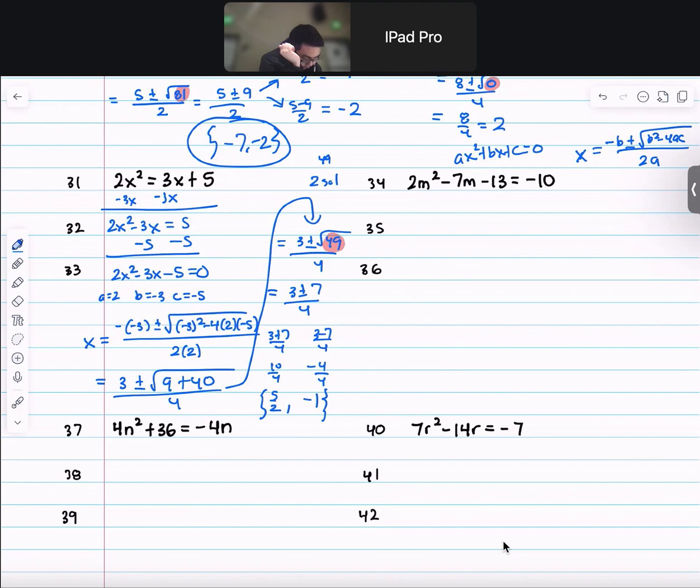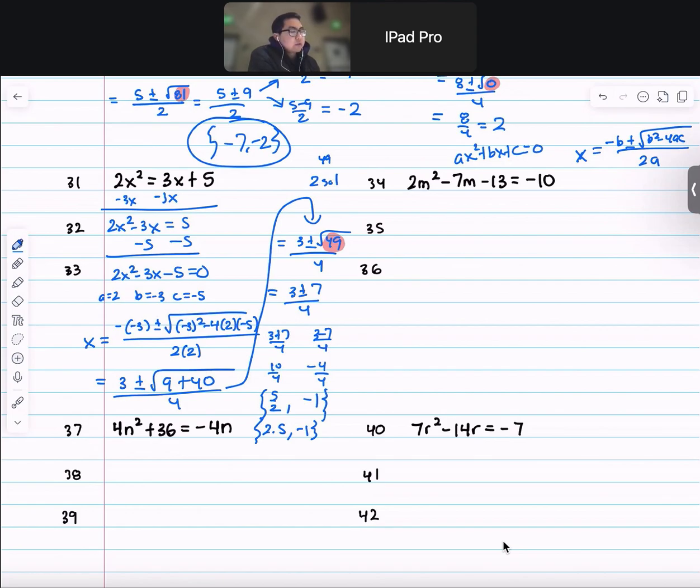And I'm just making sure, you guys, I've been making a lot of mistakes lately. I'm making sure that is the correct answer. 5 halves and negative 1. If you wanted to put this as a decimal, it would be 2.5 and negative 1. Okay? Alrighty.